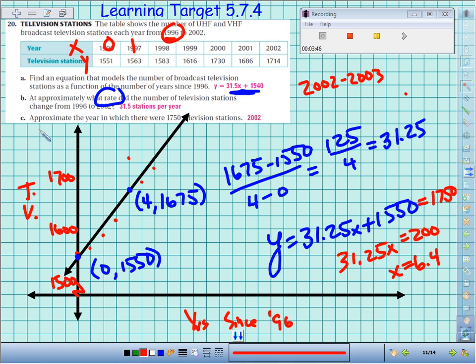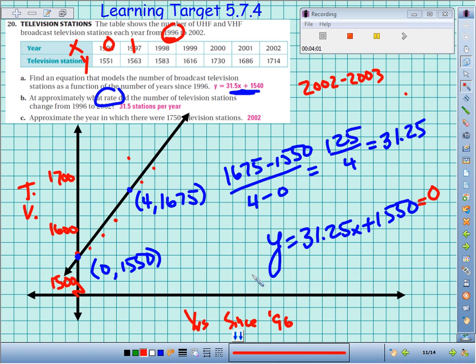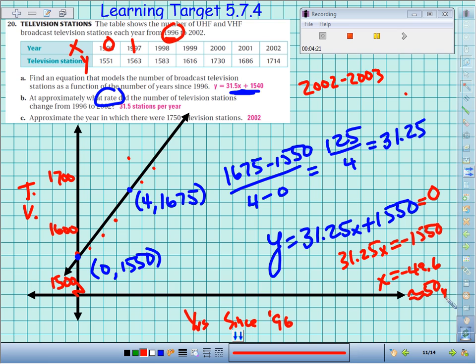Now, one question that's not asked here is what if they asked you to find the 0 of the function? What does that mean? Well, what do you plug in for x so that this thing equals 0? You go through the same steps. You'd subtract 1550, and then you divide by 31.25, and you're looking at negative 49.6. So what does that mean? It means 49.6 years ago, or approximately 50 years ago, there were no TV stations. So you're 50 years before 1996, that's 1946, and yeah, there weren't very many TV stations back then.